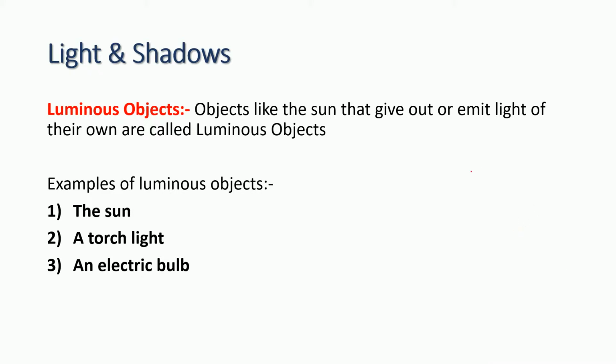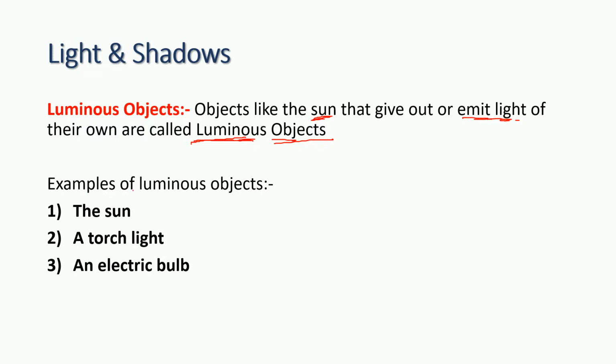First, we need to learn about what luminous objects are. Luminous objects are objects like the sun that give out or emit light of their own. The sun always emits light on its own, so it is called a luminous object.